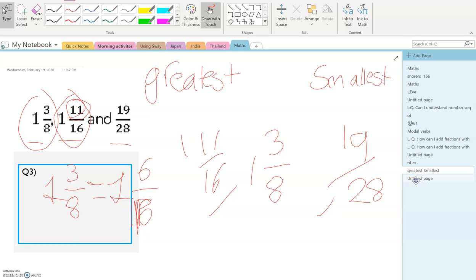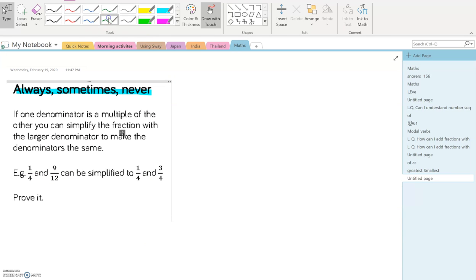And going on to my next page. Ooh, let's choose the green colour this time. So was this one always, sometimes, or never? Now I think the key word that some of you missed out was the word simplify here, so let's read it. If one denominator is a multiple of the other, you can simplify the fraction with the larger denominator to make the denominators the same.